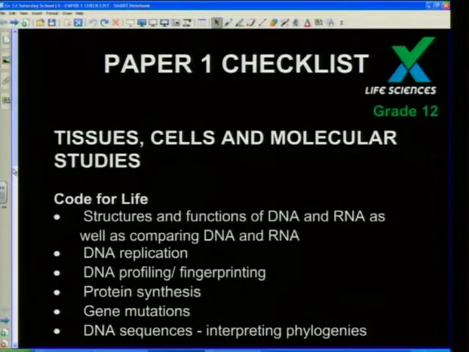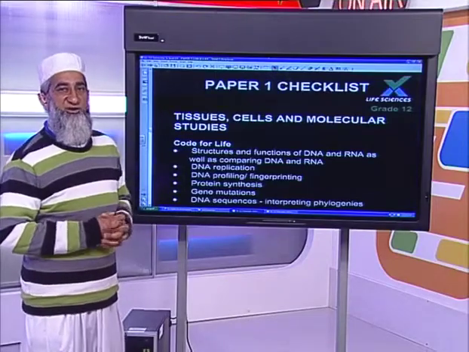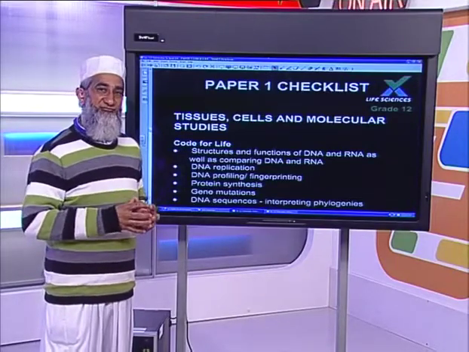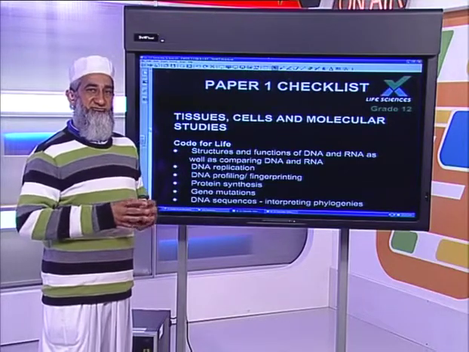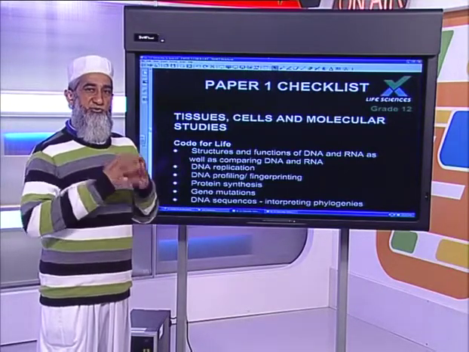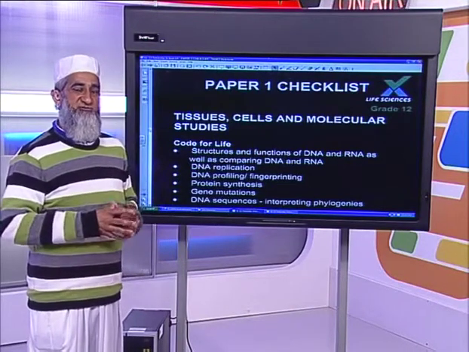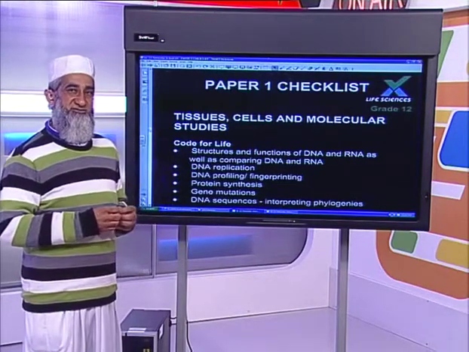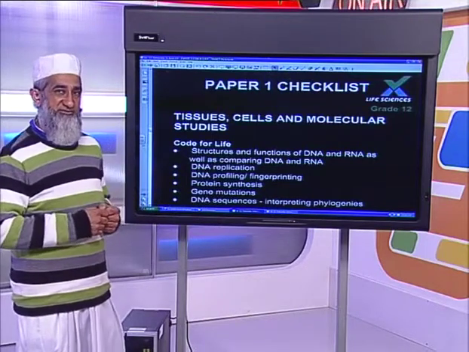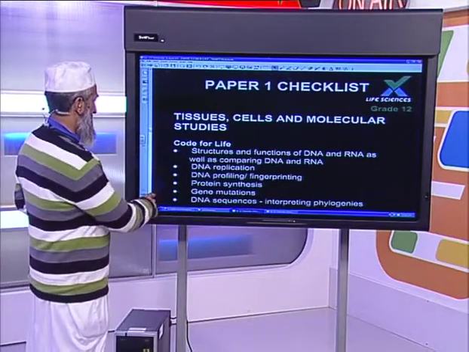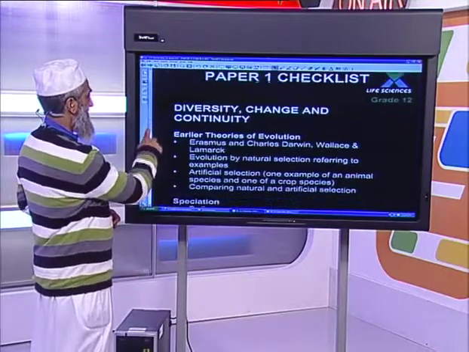You'll see that the first part of the work is tissues, cells, and molecular studies. In that, we look at the code for life. What do we talk about in the code of life? We obviously look at DNA, replication, RNA, protein synthesis. We then move on to meiosis, from there to genetics, and from there to evolution. Those are the sections that you need to know.